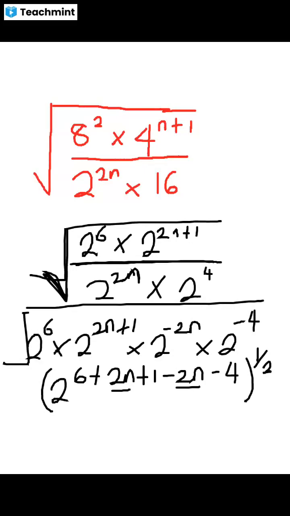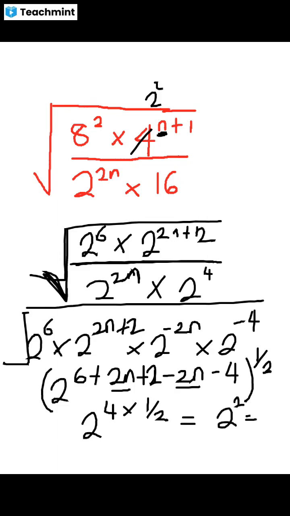Oh, there's a mistake somewhere. I multiplied this 2 times n. This 4 becomes 2 raised to the power 2, and I multiply 2 times 2n, 2n, plus 2 times 1, 2. This place is 2. Yes, this place is 2. Sorry for that. So this is plus 2. Please make the correction of that. Thank you. So 2n minus 2n is gone. 6 plus 2 is 8. 8 minus 4 is 4. So I have 2 raised to the power 4. Now multiply the power by 1 over 2. So we have 2 raised to the power 2, and our final answer is 2 raised to the power 2, which is 4.